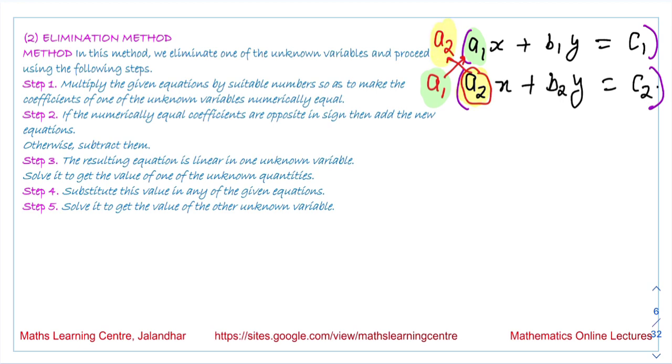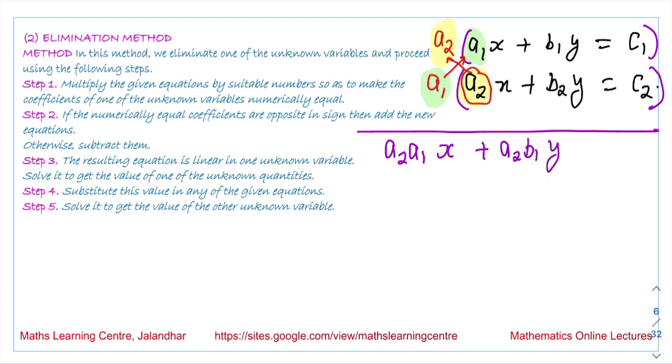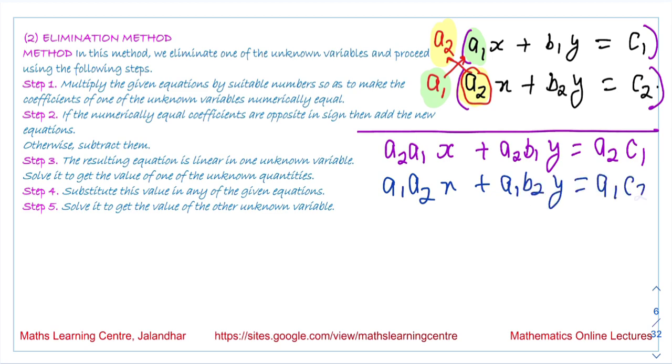What will these equations become? The first equation becomes a2a1x plus a2b1y is equal to a2c1. The second equation will become a1a2x plus a1b2y is equal to a1c2.